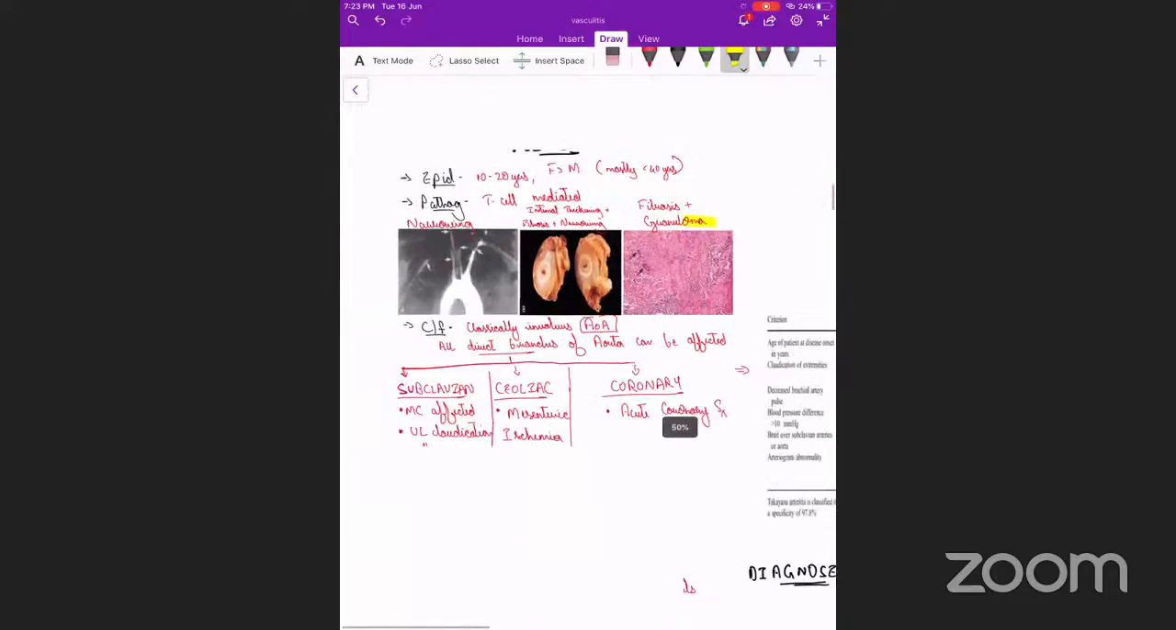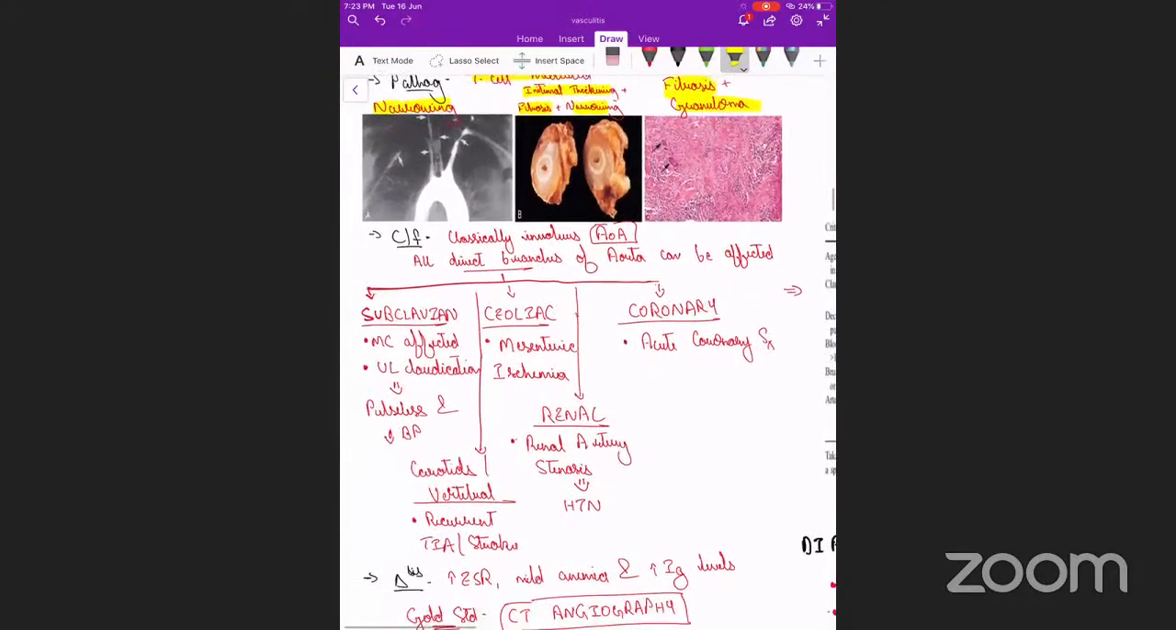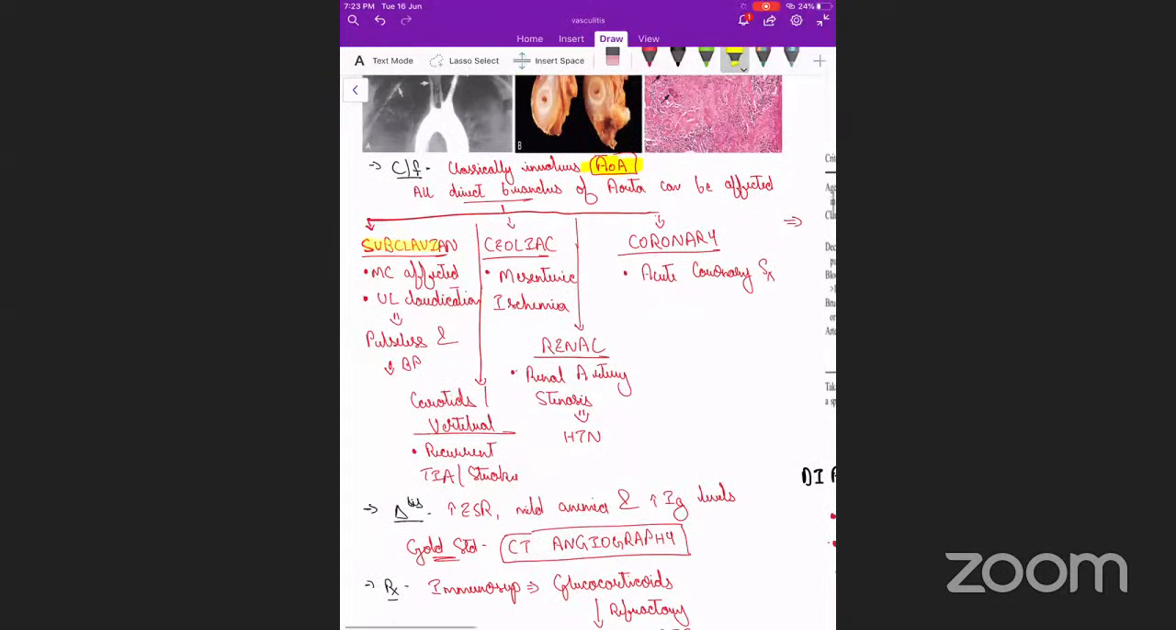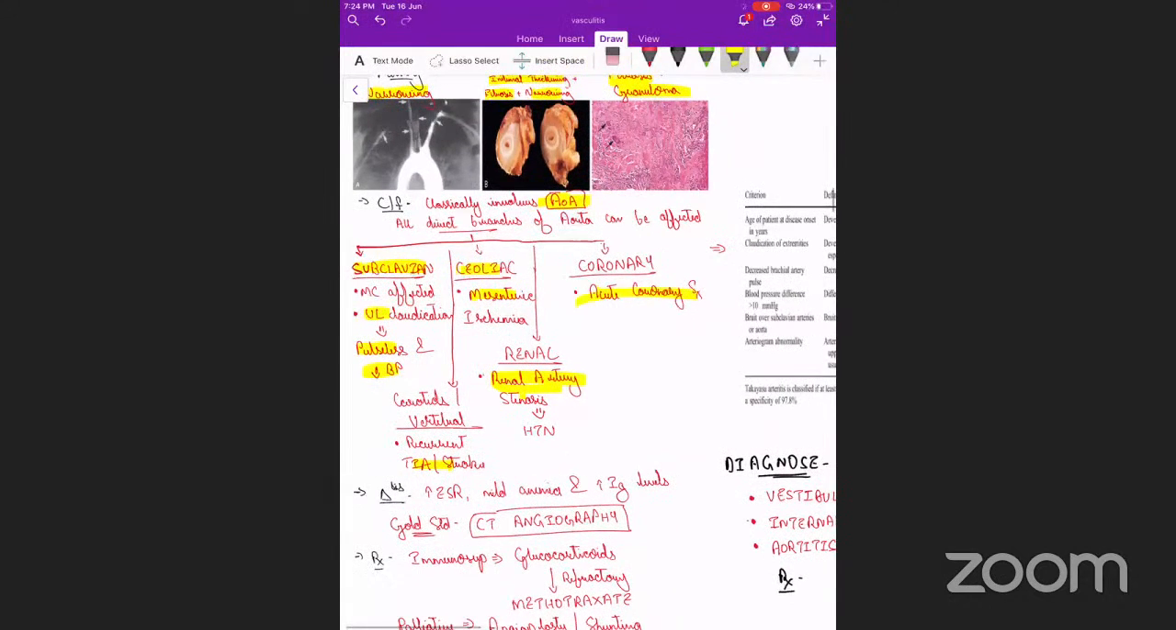Again, as mentioned earlier, it usually involves the arch of aorta and all the direct branches, and this is classically affected. Since it's large vessel vasculitis, other direct branches of the aorta can also get affected. If the subclavian artery is involved, which is the most commonly affected, upper limb claudication and decreased pulse will be there. It's called pulseless disease, and BP discrepancies between the two limbs can be there. If the celiac artery is affected, they can have mesenteric ischemia. If the carotids or vertebral artery are affected, recurrent TIA and stroke can occur. If the renal artery is affected, renal artery stenosis can take place. Coronary involvement can result in MI.